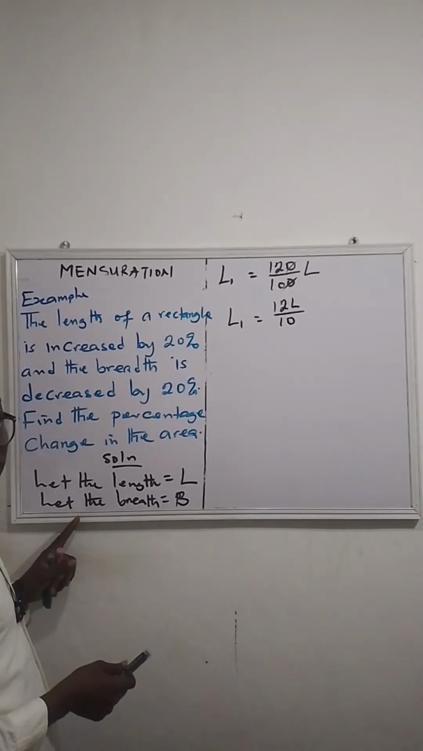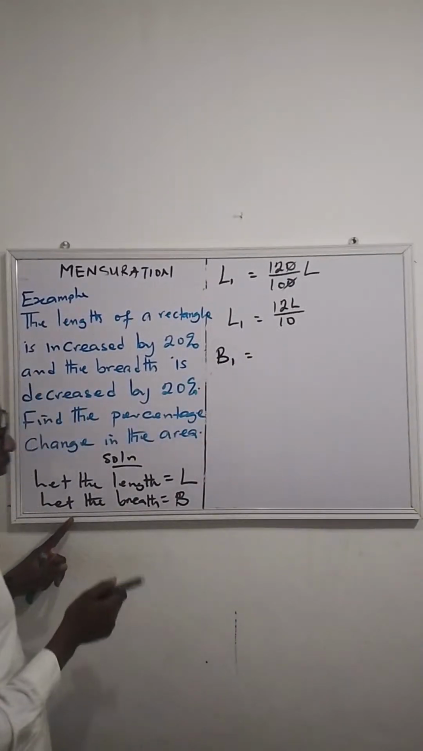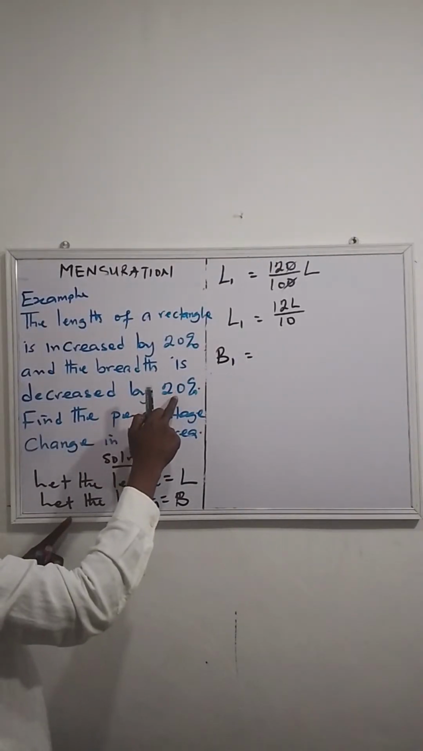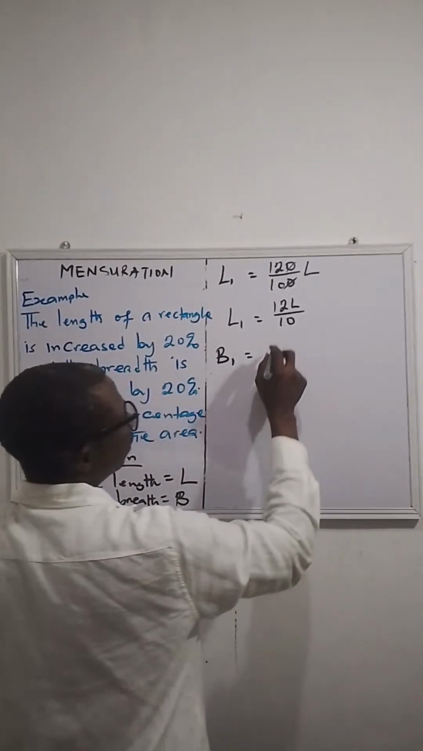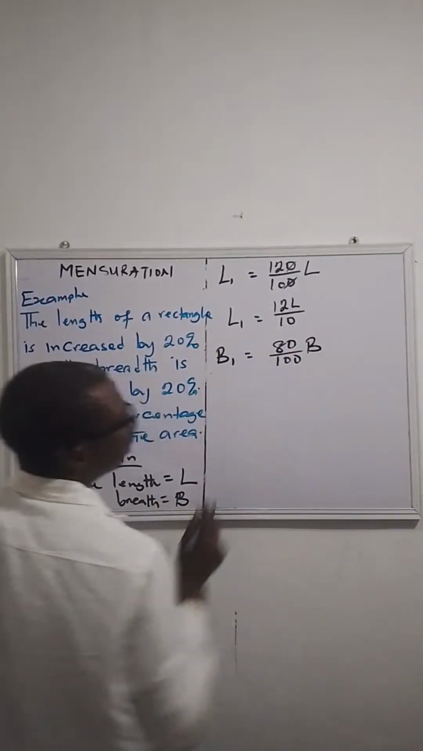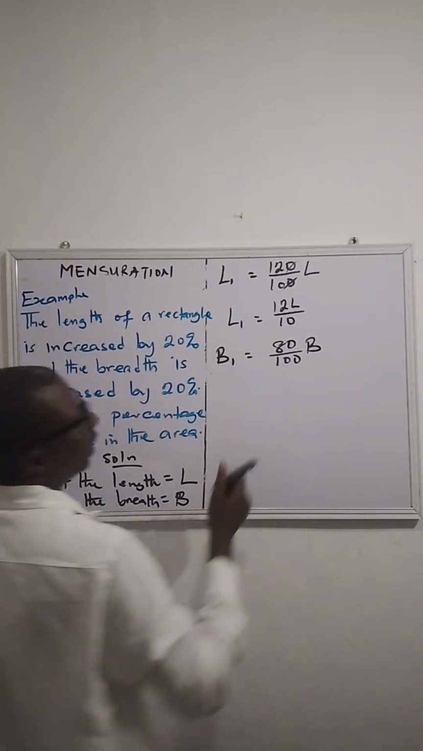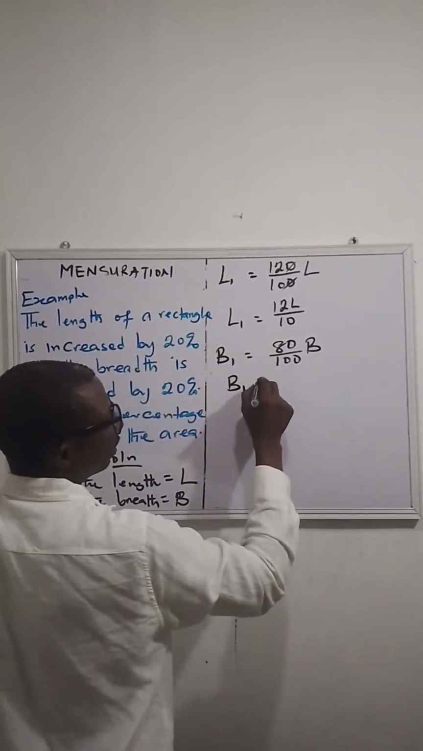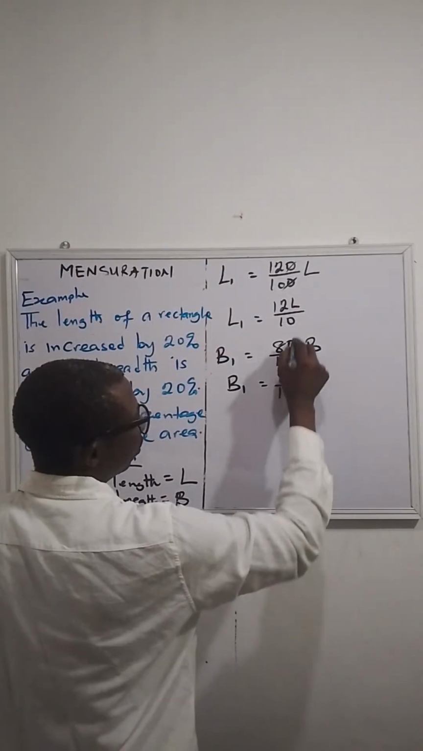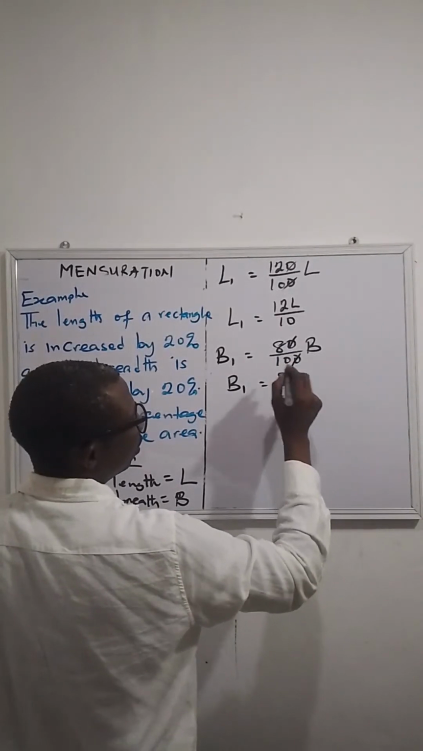And let's look at the new breadth. You can represent that with B1. The breadth is decreased by 20%, so we have 80 over 100 of B, because it has been decreased by 20%. So B1, the new breadth, will be 8 over 10 of B, so we can simply write 8B over 10.